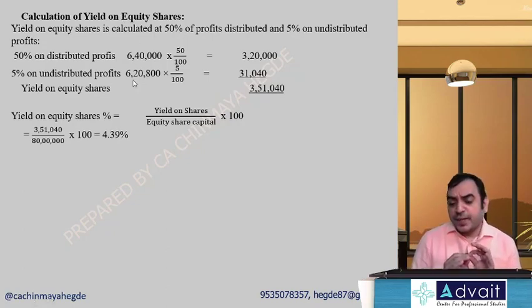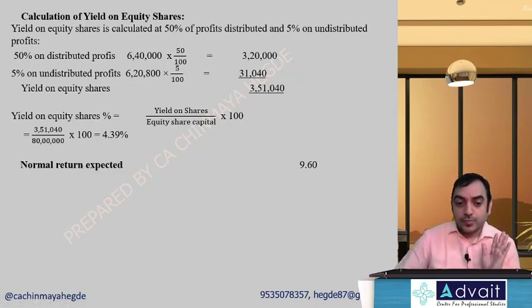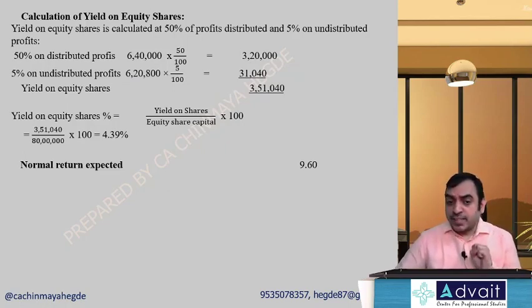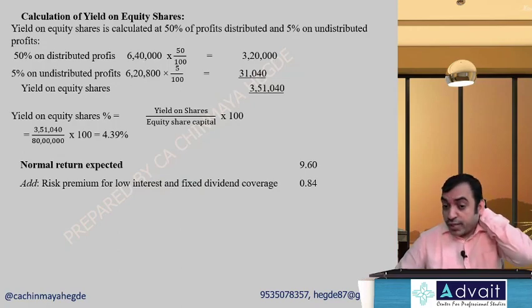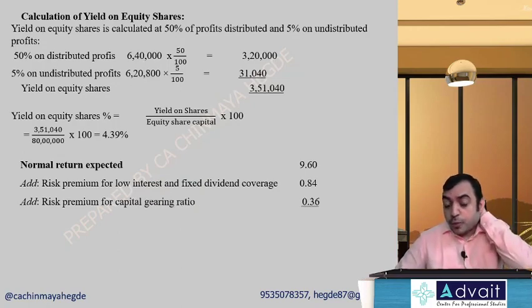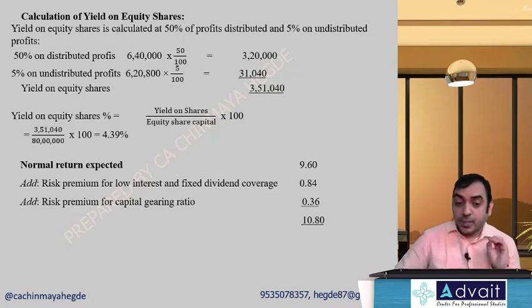So what we got now is the return on face value, on paid up capital. But what is the return expected? Normal return expected is 9.6. But we are expecting more because the ratios are not fulfilling the expectations. For dividend coverage, we computed the 0.84 risk premium. For capital gearing ratio, we computed 0.36. The required rate of return is 10.8%.